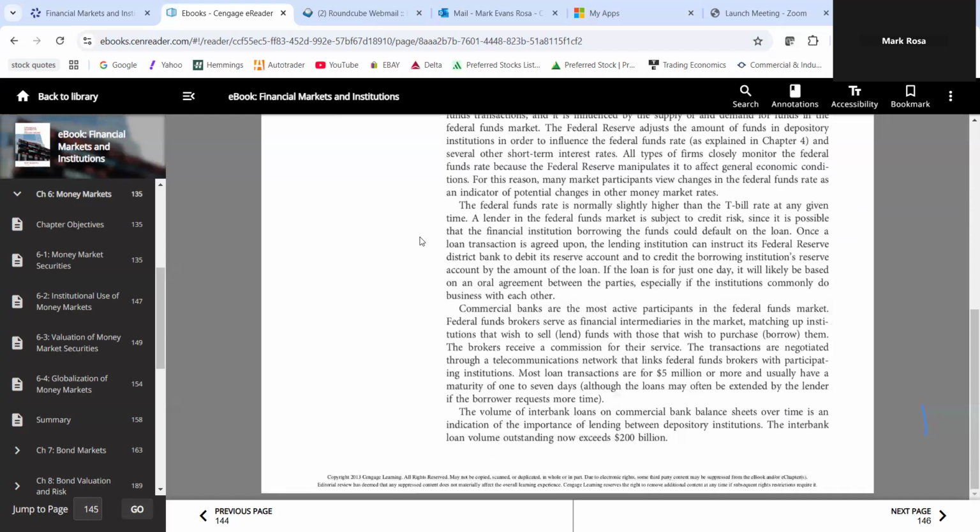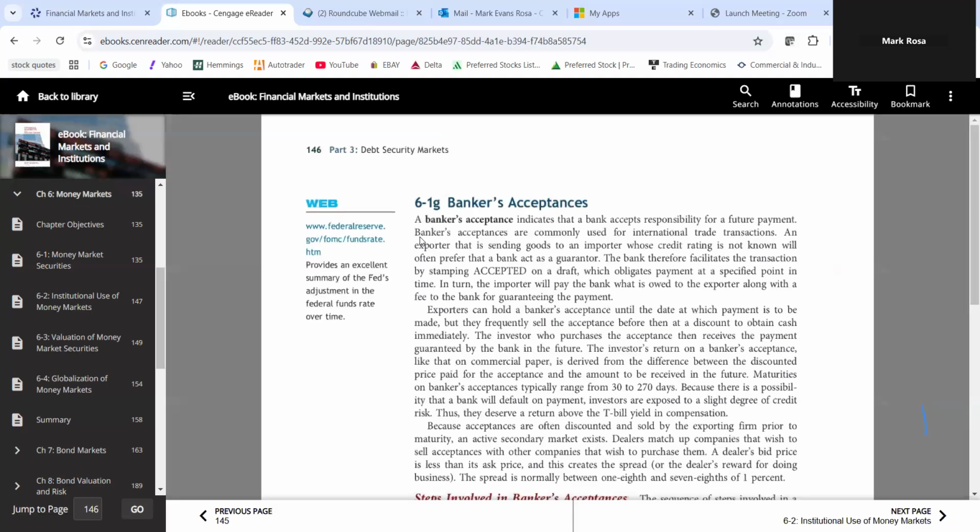Okay. Says here, commercial banks are the most active participants in the Fed funds market. Fed funds brokers serve as financial intermediaries, matching up institutions that wish to sell or lend funds with those that wish to purchase or borrow them. Like I had mentioned, we have people that'll do that for us. You don't have to call. I know several bankers locally, and I could call them directly, and they wouldn't be surprised at that. But usually, a lot of people would just go out to a service where they could be borrowing or getting you money from all over the country. So you're not sitting there at your own desk doing that. They of course charge you a small fee for it.